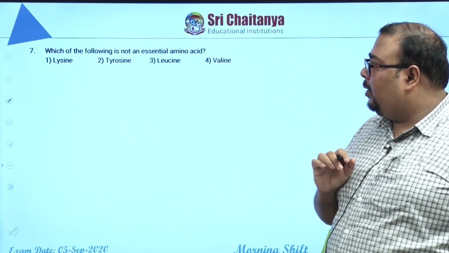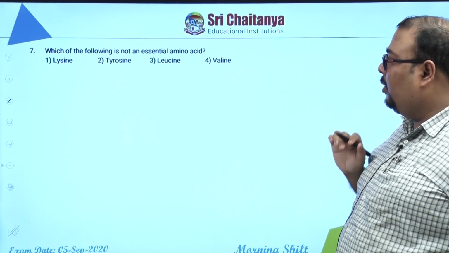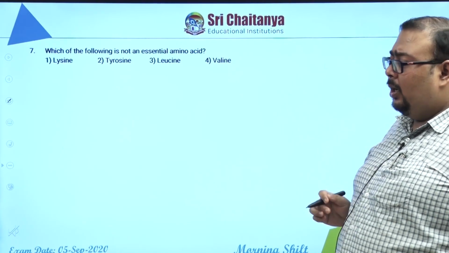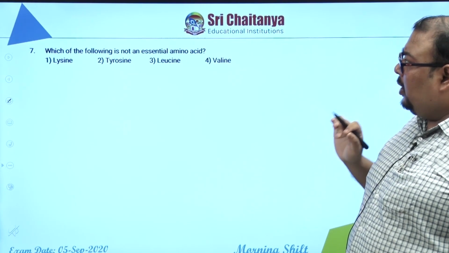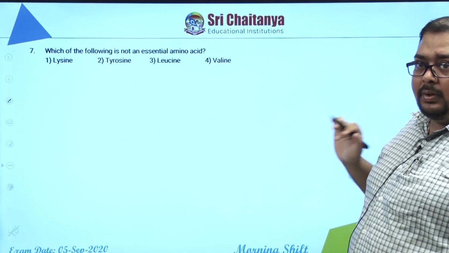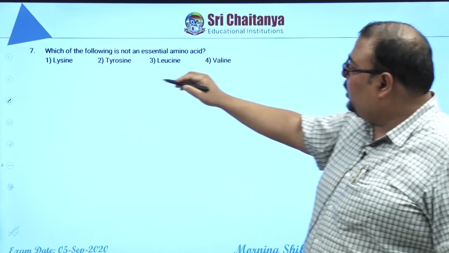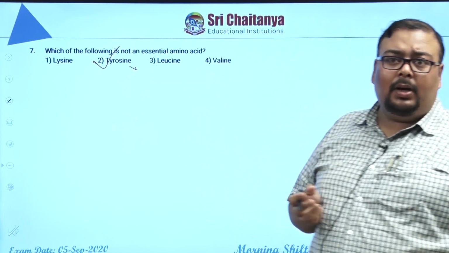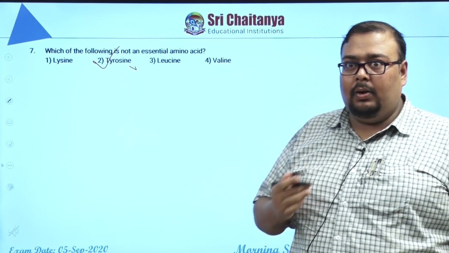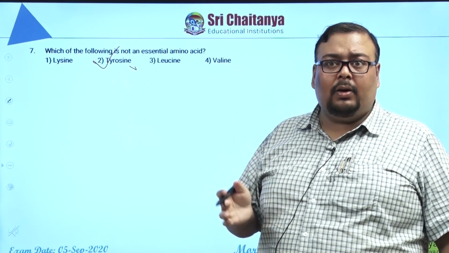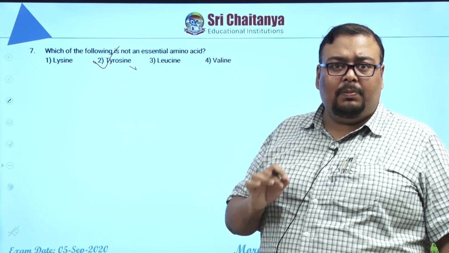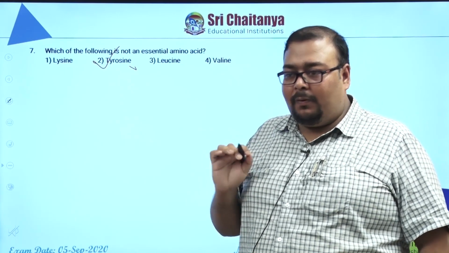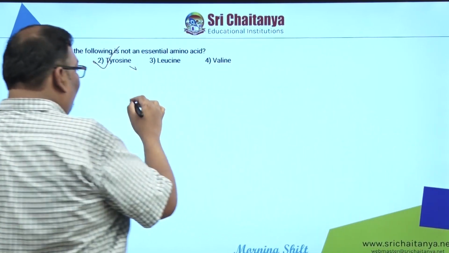Question number 7. Which of the following is not an essential amino acid? The answer for this will be tyrosine. It is a fact-based question which you know. How to remember this is a complicated thing for a lot of students, so I will give you a simple mnemonic to remember it. There is a phrase something like this.